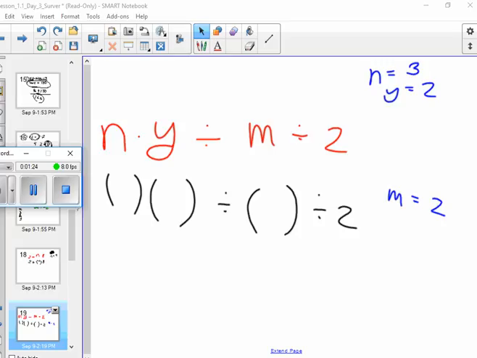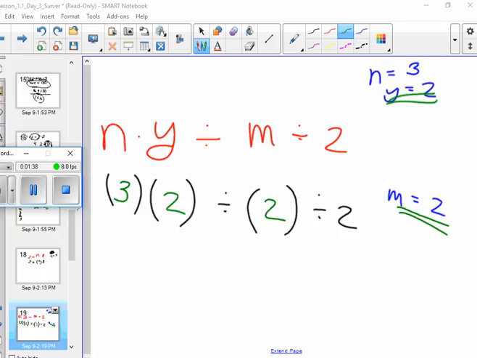Okay, so n is 3. Y, I look over here, y is 2. And m, as in monkey, is 2. Now, these have nothing in between them. Who is smart enough to know what is actually in between them? Multiply, very good. So it's really a multiply in there. And now I got 3 times 2 divided by 2 divided by 2. What? Well, one thing at a time.